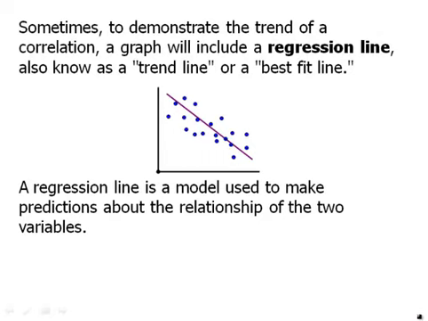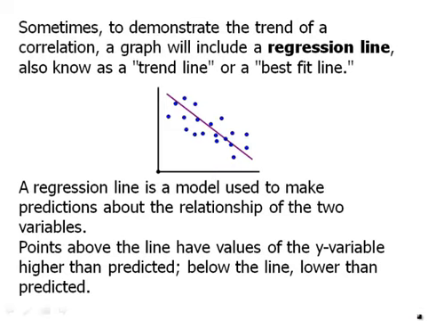A regression line is a model used to make predictions about the relationship of the 2 variables. So for example, if we picked this value of x and we wanted to predict what we would expect for the value of y, we'd expect something that was on the line. Now, with random fluctuations, it might be slightly higher, slightly lower than the line, but on average, we'd expect it to lie on the line. Points above the line have a y variable higher than predicted. Points below the line have a y variable lower than predicted.